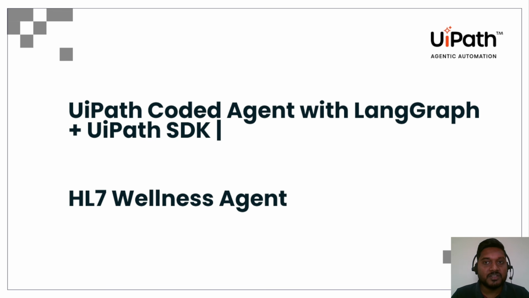An HL7 message contains the patient name, patient address, and health information, and it contains observations like our blood reports, our heart rate, and our blood pressure. So there are multiple things contained in the HL7 message.